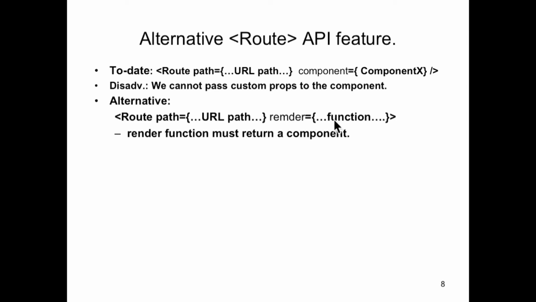Now that function can have any logic you want inside it, including probably setting up some extra props that you want to pass to the component that you want rendered. But it has to return the particular component that you want to have mounted when this particular URL path is active within your browser. Okay, so you've got some flexibility now in terms of how you want to set up the component that you want to have rendered. Here we have no flexibility.